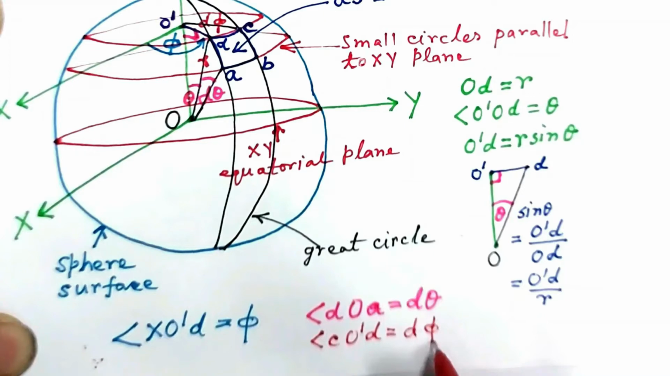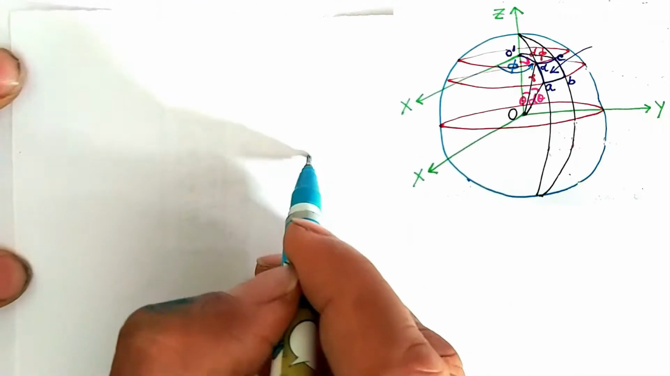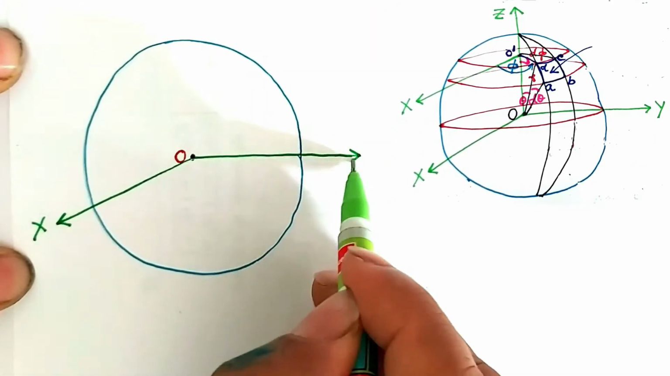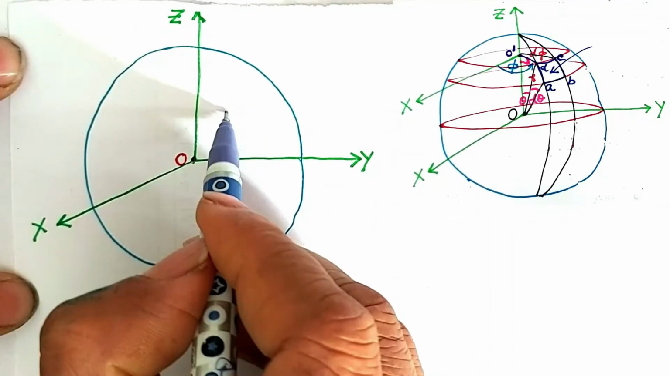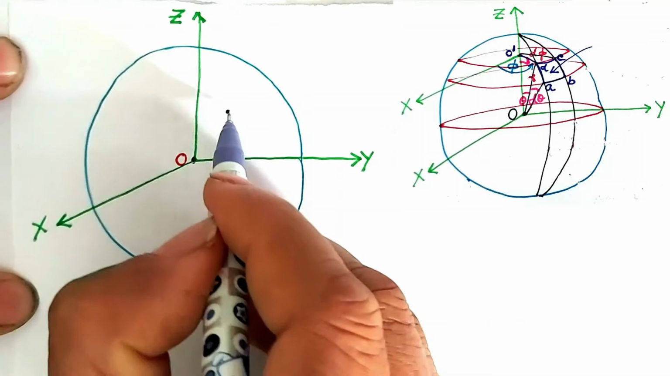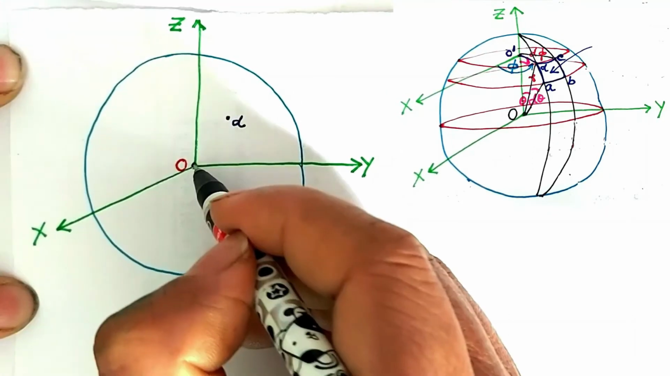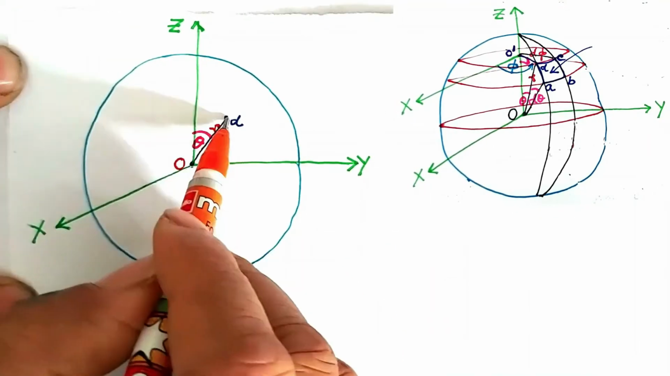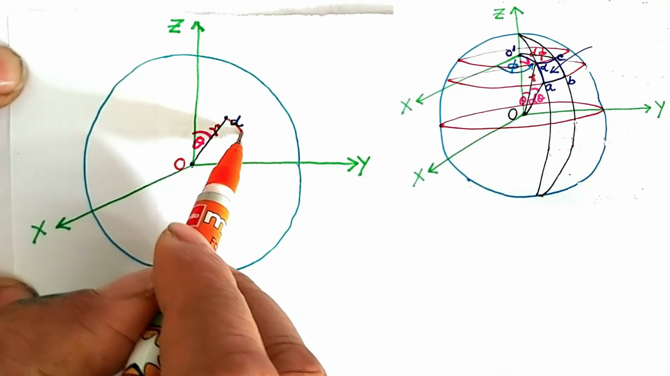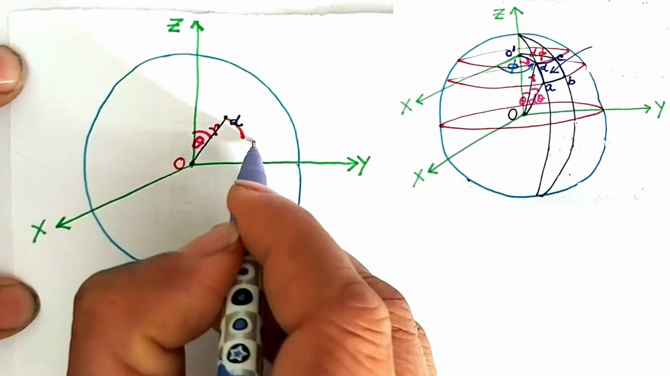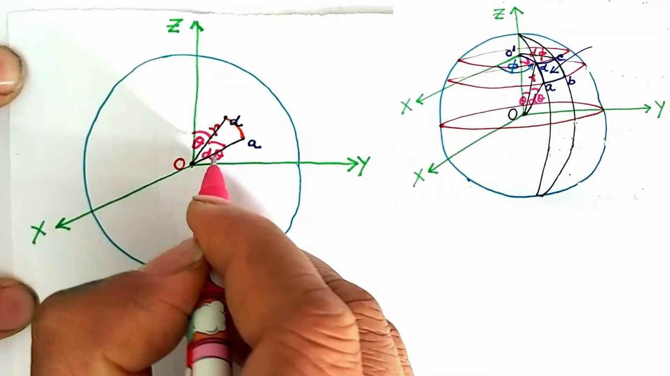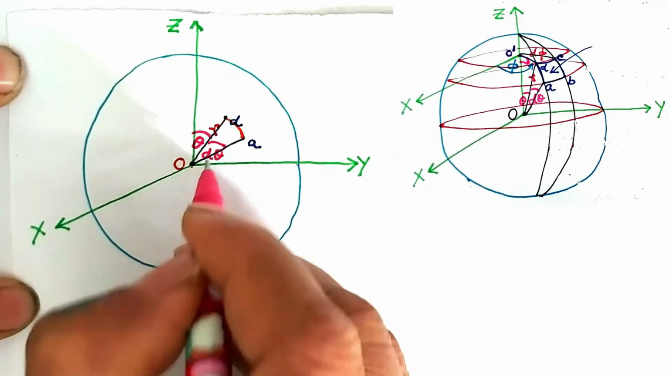But the figure seems a bit clumsy. Let us redraw it to create a simpler figure. This is the sphere, O is the center, this is the x-axis, this is y-axis, and this is z-axis. Let this point be D, a corner of the surface element dS. Join OD, length of which is R. This is the polar angle theta. This elemental arc is DA, A being another corner point of dS. Join OA and the angle is d theta, representing infinitesimal change in theta.